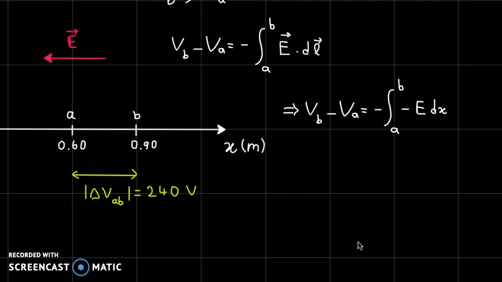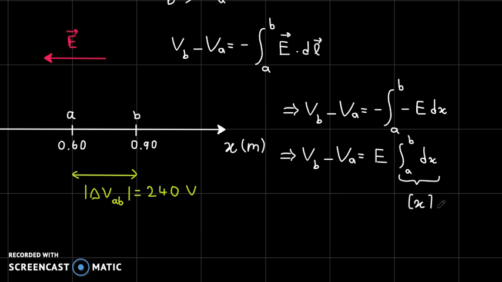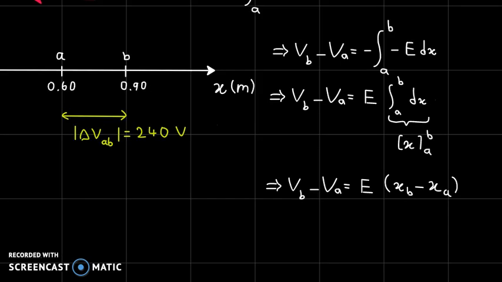So let me rearrange this formula, simplify it a little bit. Two negatives canceled on the right hand side. I also pulled out E because E is constant. Now what's the integral of dx? That's simply equal to x. And then we evaluate it from A to B, like so. And what is that equal to? It's equal to x sub B minus x sub A, like so.